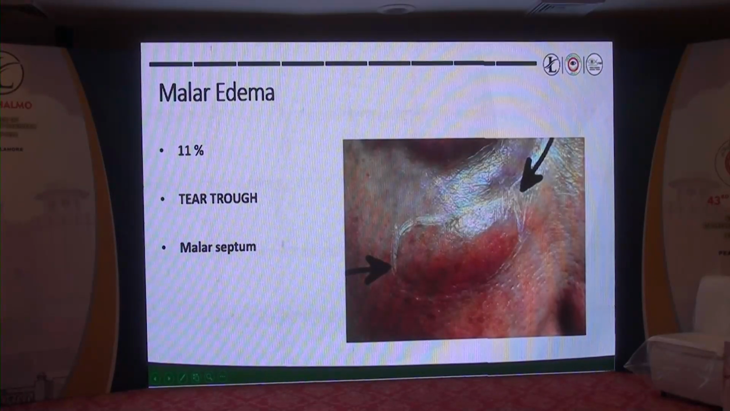When the injection is given too superficially, that is above the malar septum, you block the lymphatic drainage and this results in malar edema. To prevent this, number one, the injection should be deeper to the septum, and number two, you can always give hyaluronidase. Let the swelling settle for around 2 weeks. The patient comes back again and hyaluronidase can be given.